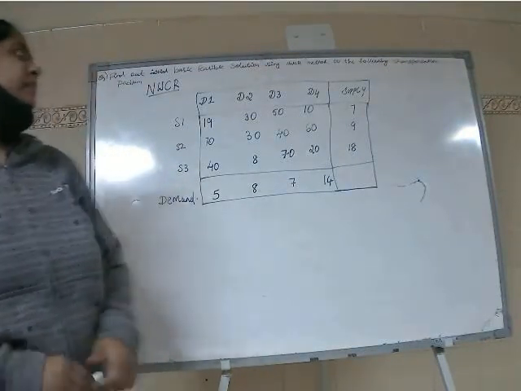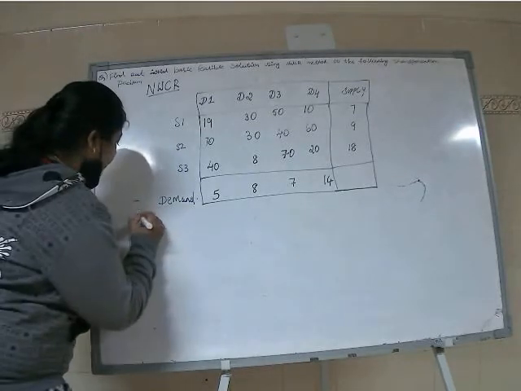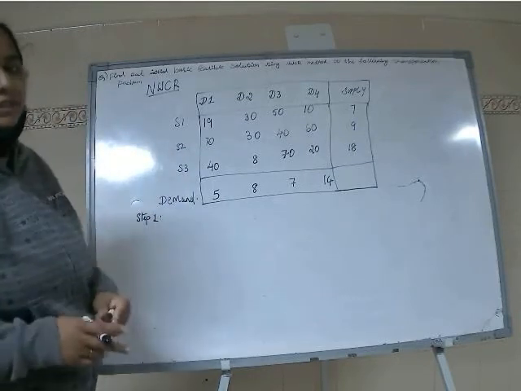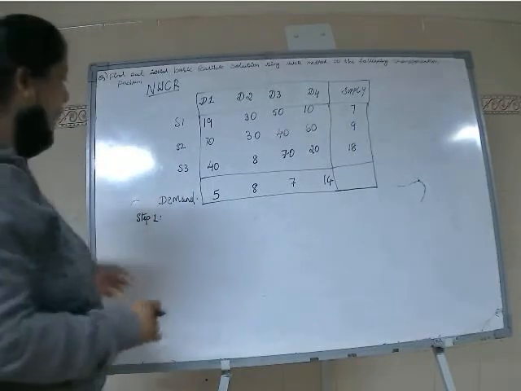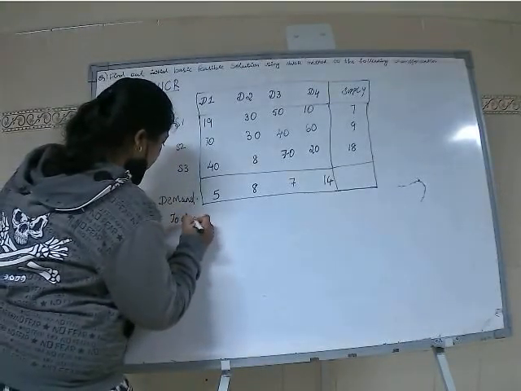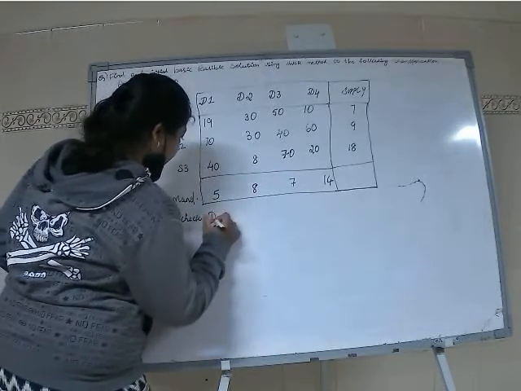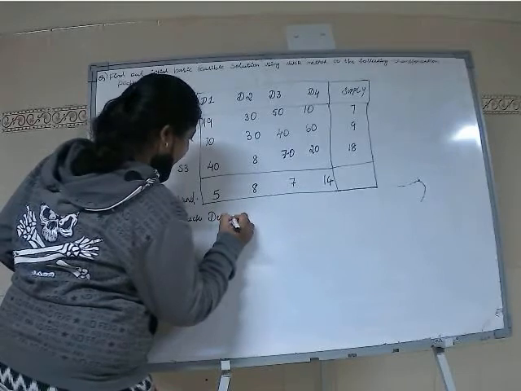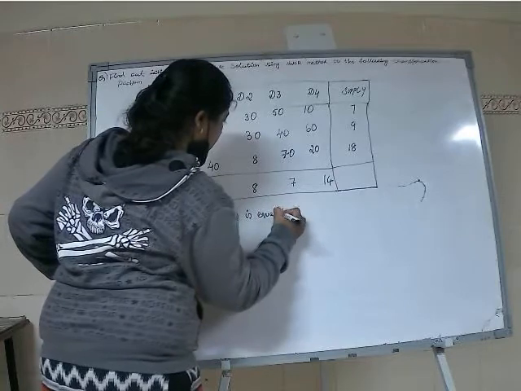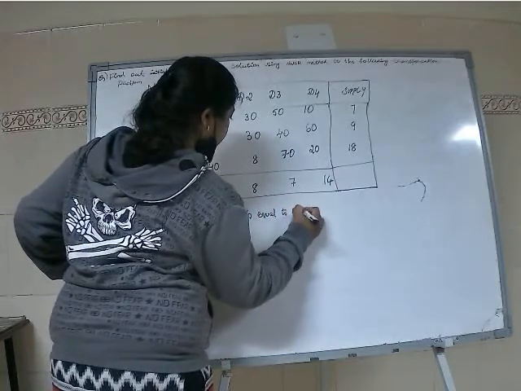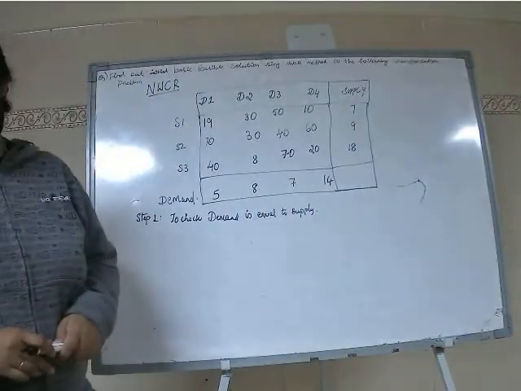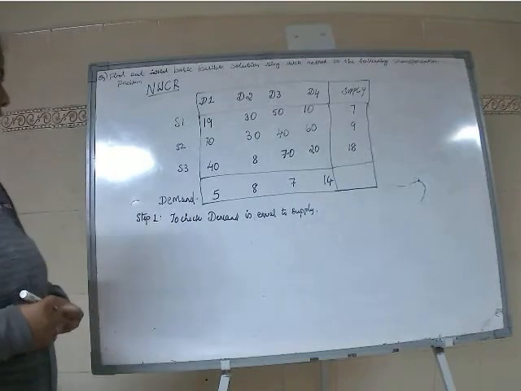The first step here is step 1. I have already given you these steps in my theory part, but still I am explaining you with the steps. That is to check demand is equal to supply. First you need to check this condition, students. Is demand equal to supply? First condition or the first step.